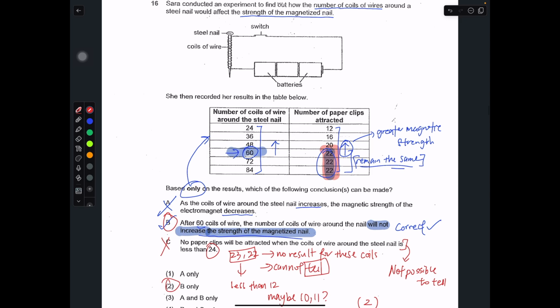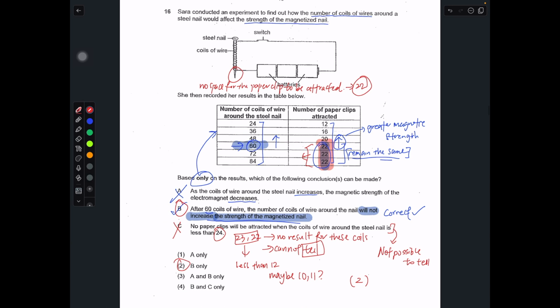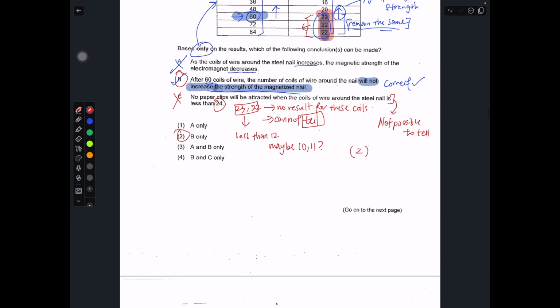Okay, as for the reason why this part becomes 22, it's actually quite interesting. It could be that there is no space for the paper clip to be attracted anymore. So that's why it remains at 22. Not enough space. It could be that if you use a larger nail that has more space, you might see the number go up to 24, 25, when you increase the number of coils. So for this part, it's more about how you look at the result, what kind of conclusion you can make. Okay, let's move on to the next part.